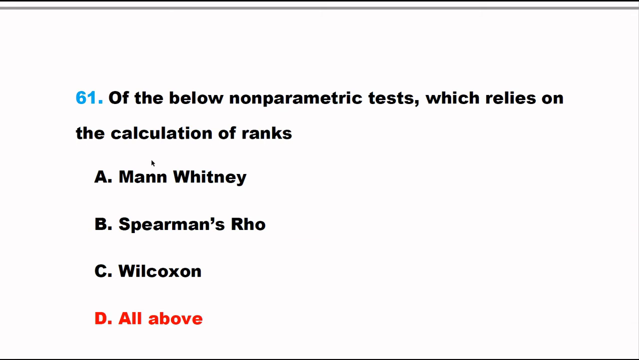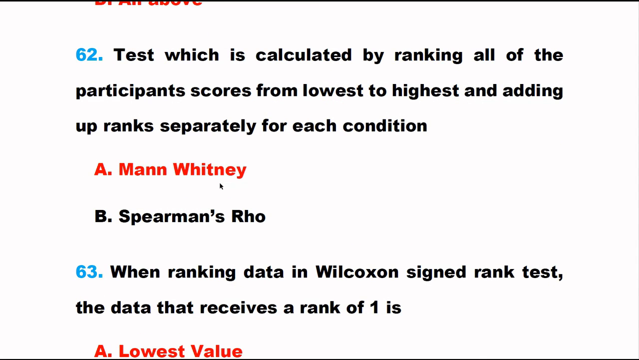Of the below non-parametric tests, which relies on the calculation of ranks? All of the above: Mann-Whitney U test, Spearman, Wilcoxon. These tests are all based on ranks. The test which is calculated by ranking all the participants' scores from lowest to highest and adding up ranks separately for each condition is the Mann-Whitney U test.